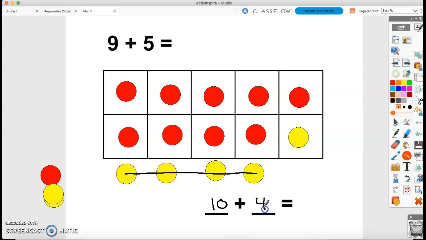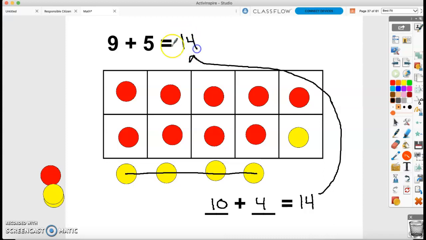So I have 10 plus 4. Well, I know 10 plus 4 is 14. So I know that 9 plus 5 is also 14, because all I did was I moved. I still have 5 yellow, I just moved it to make a 10.